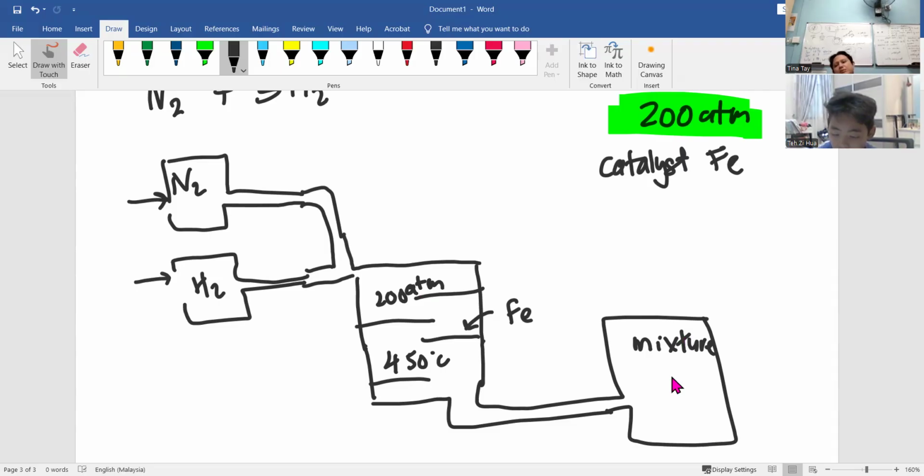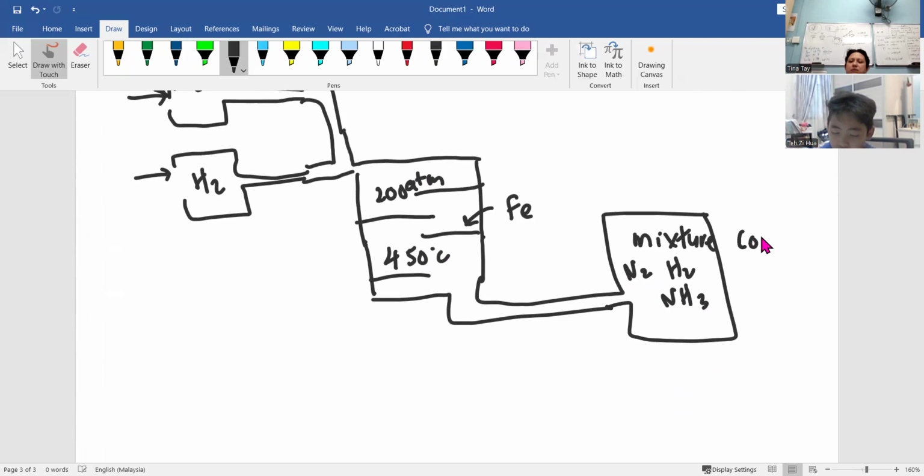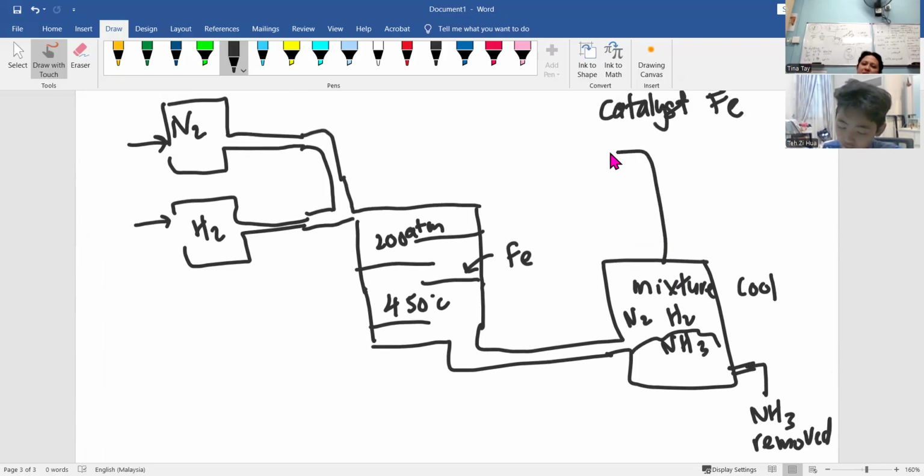You will have a mixture of nitrogen, hydrogen and ammonia. What we do is we cool it down. Ammonia becomes a liquid first, and then you remove the ammonia. The nitrogen and hydrogen that didn't react, you recycle again so that you will always have extra nitrogen and hydrogen inside. Can you understand?